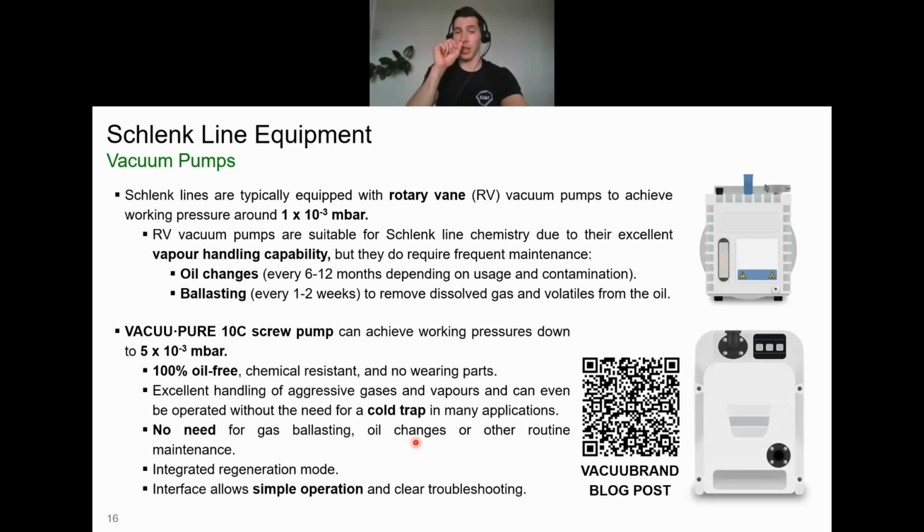If you are using this with a cold trap, they have an integrated regeneration mode, a process that allows the inside of the pump to be cleaned. The interface is really simple, with a pause, play, and stop button. If you consider an RV pump as an analog version, then this is definitely the digital version. It even has lights that blink at different rates to tell you what a certain problem is, so it's very easy to troubleshoot. If you want to learn more about the VacuPure, especially for Schlenk line applications, then do read the blog post that we put together for that.